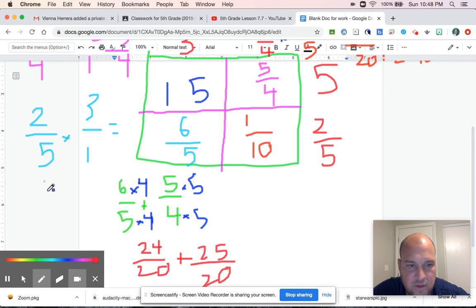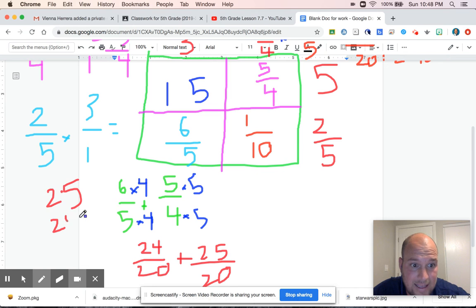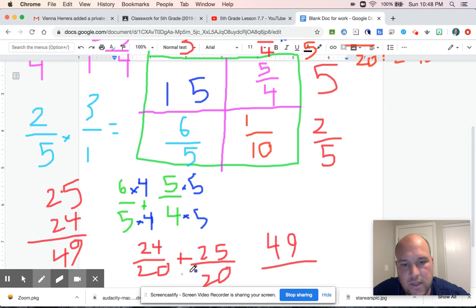You can put them on top of each other if you want, if that helps you. I know it off the top of my head, but you might not, and that's okay. That's why I'm the teacher, yo. 5 plus 4, 9. 2 plus 2, 4. 49. We got 49 here. Remember, when we're adding, we don't multiply. It's the same denominator. So I got 49 20ths.